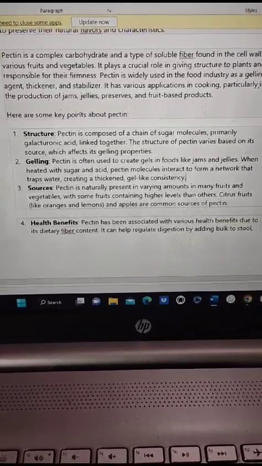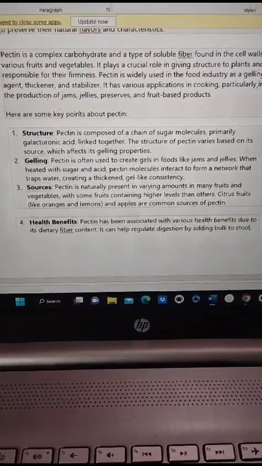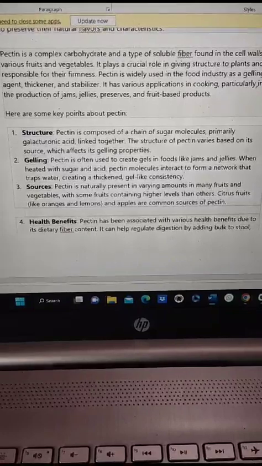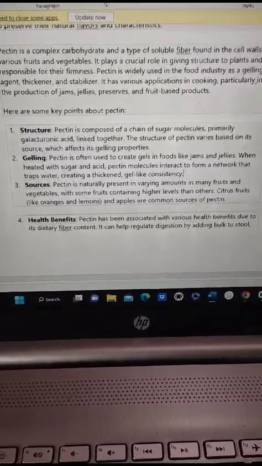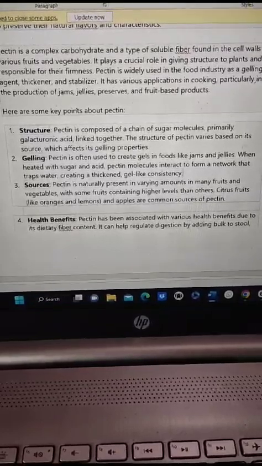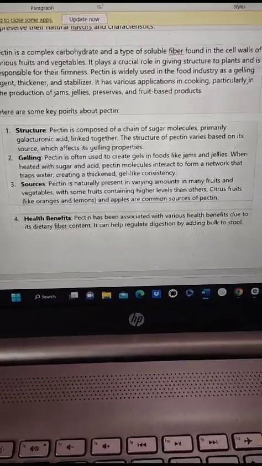The main sources of pectins are fruits and vegetables, and mainly in fruits they are present at a higher level, like citrus fruits, oranges, lemons and apples, which are some of the major sources.